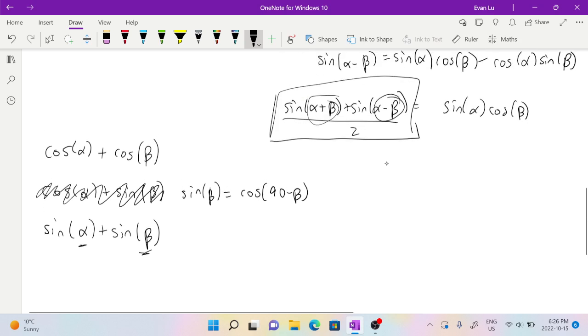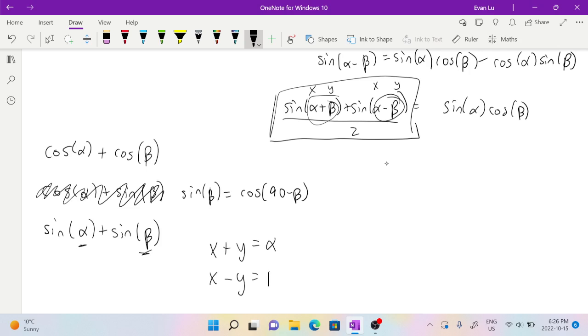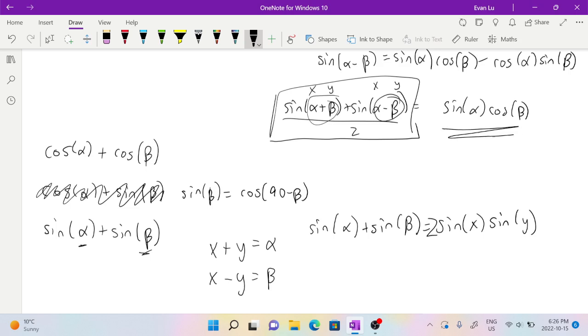So let's replace these two variables with, say, x and y. So we want to say x plus y is the first angle, so let's say alpha, and x minus y is the second angle, so let's say beta. Okay, and we know then sine of x plus y, so sine of alpha plus sine of beta, is going to give us 2 sine x cos y, which is just this product formula but reversed, kind of.